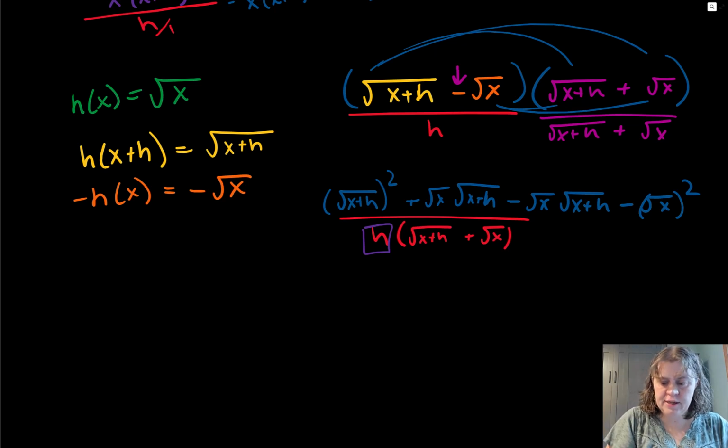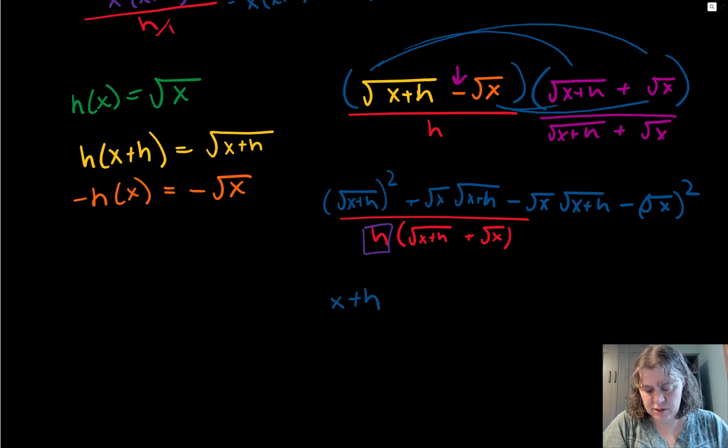Okay, so then continuing to simplify the top. Square root of x plus h, and then that thing's getting squared, and square roots, they cancel each other out. They're inverse operations of each other. So that just turns into x plus h. Beautiful. And then this guy over here, I've got square root of x times square root of x plus h, and negative square root of x times square root of x plus h.